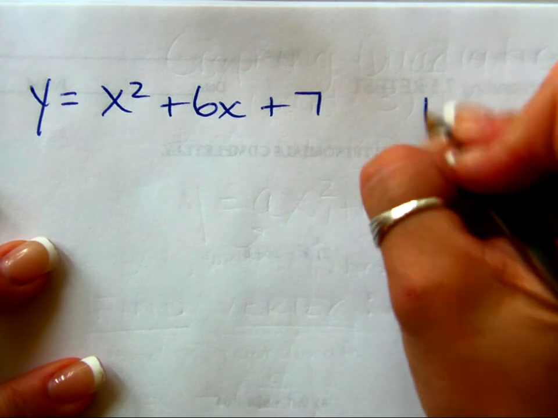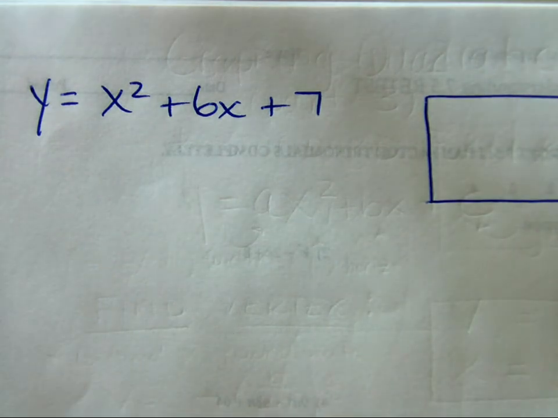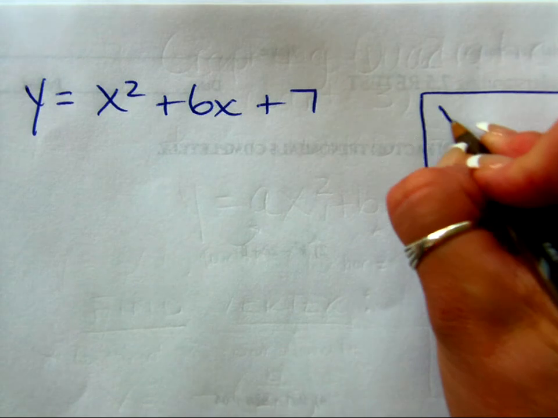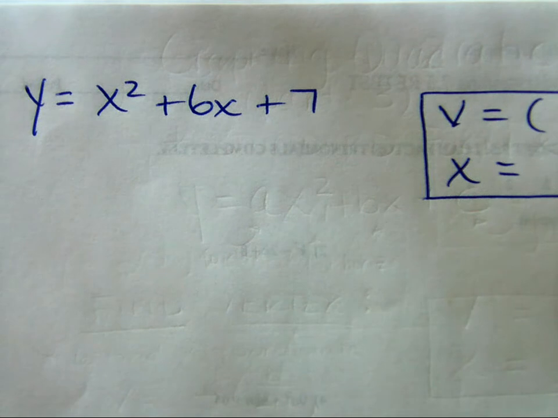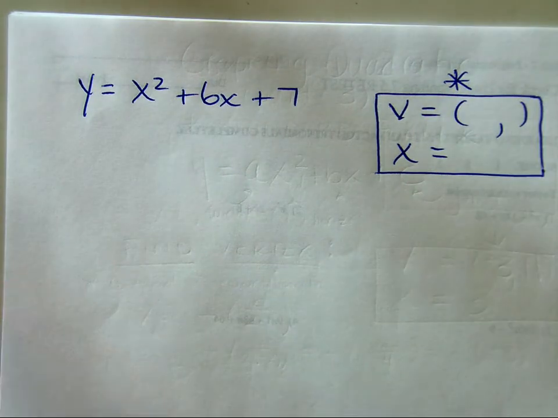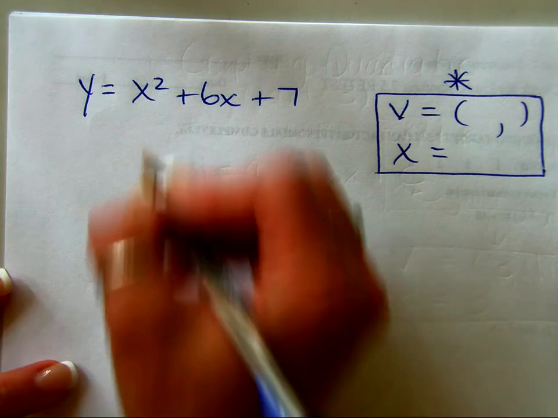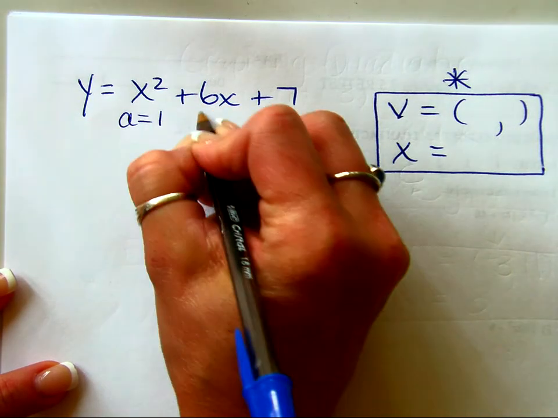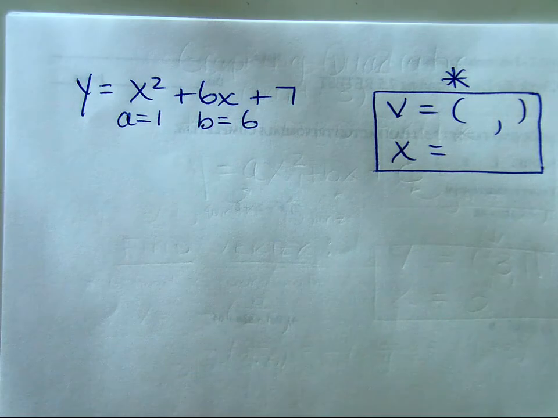So today, the new piece, you know what, you don't need to describe anymore. You don't need to tell me that it opens down. Just show me. So I do want this box, though. I want to know the vertex, and I want to know the axis of symmetry. So if you're doing anything new today, it's learning those 2 things. Those are the key players right here. So my A is 1, my B is 6, my C is 7. That's my y-intercept. Great.